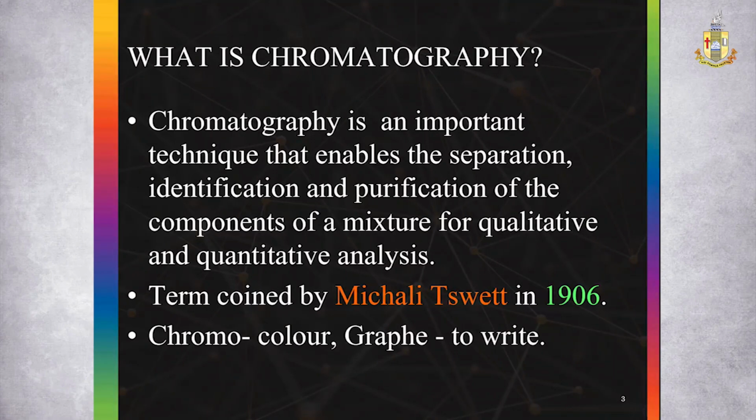Chromatography is an important technique that enables the separation, identification and purification of the components of a mixture for qualitative and quantitative analysis. The term was first coined by Michael Tswett in 1906. Chromatography is a Greek word. Chromat means color and graphein means to write. Chromatographic procedures make use of differences in size, binding affinities, charge and other properties to separate materials. Chromatography is the method used to separate simple components from complex mixtures.